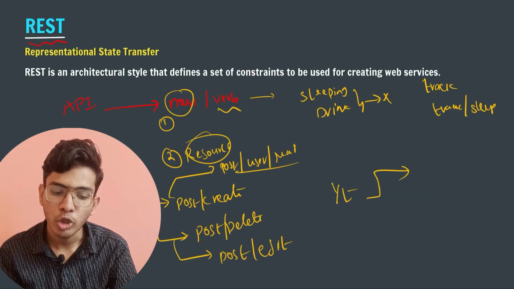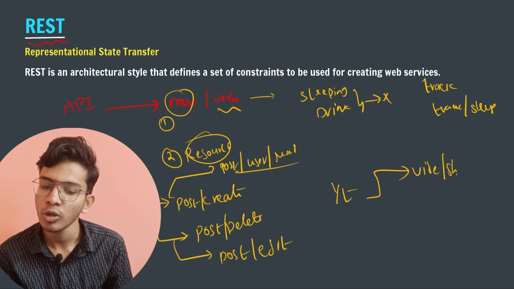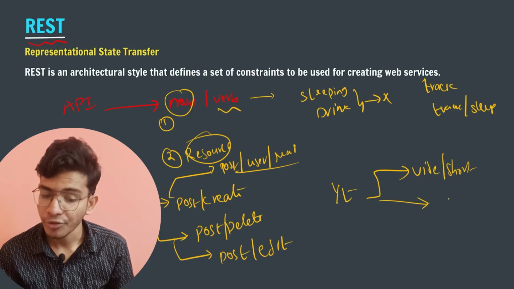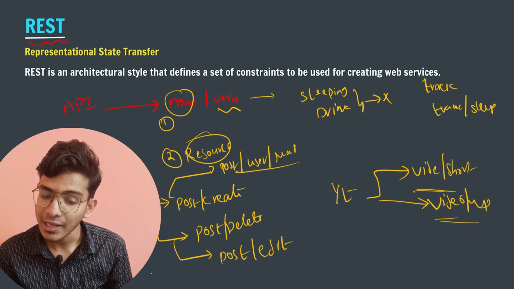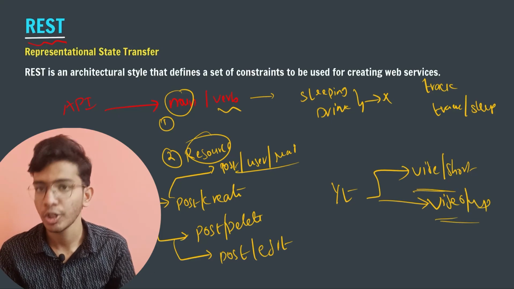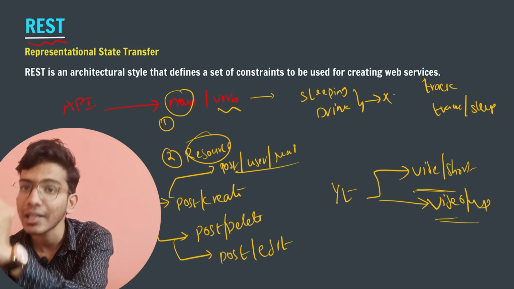Similarly, for YouTube, what is the one resource? Watching videos. So here you will see video/short video. If you are uploading a video, then you will see video/upload. So here the main resource is video. So you should always revolve your API around the resource.